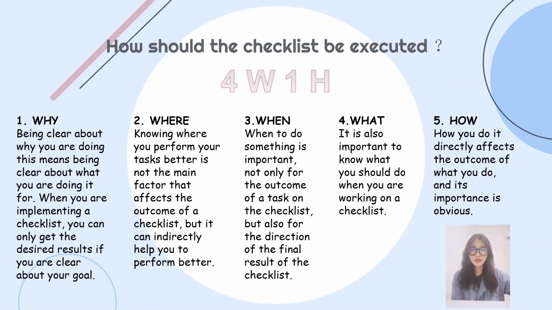The number three is when. When to do something is important, not only for the outcome of a task on the list, but also for the direction of the final result of the list. Also, the list is clear about when to do what. Your actual work and life situation may be different from the list, and the list will require you to adjust the timing of doing something at some point. When you are clear about what you should be doing and when, these changes will be very simple for you.